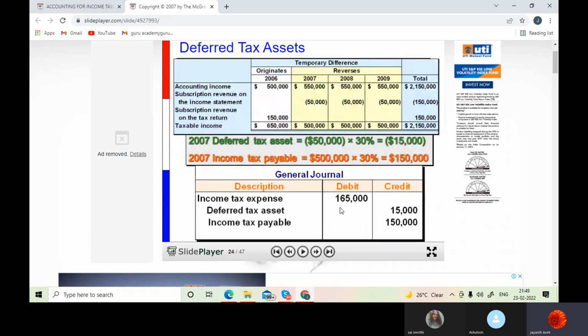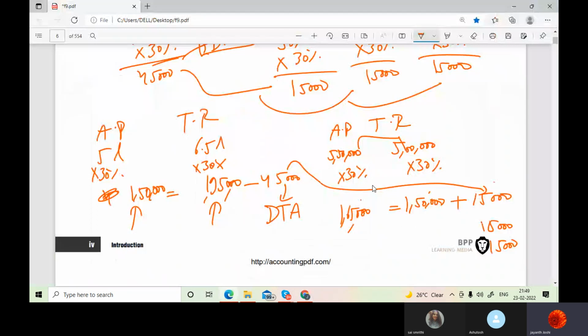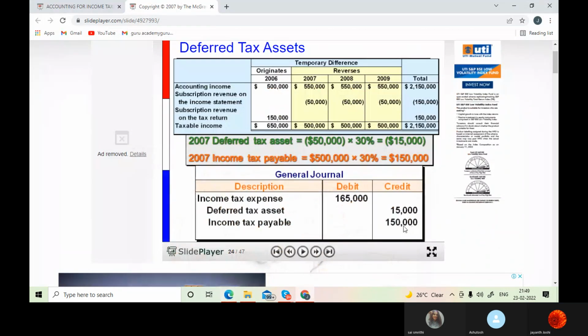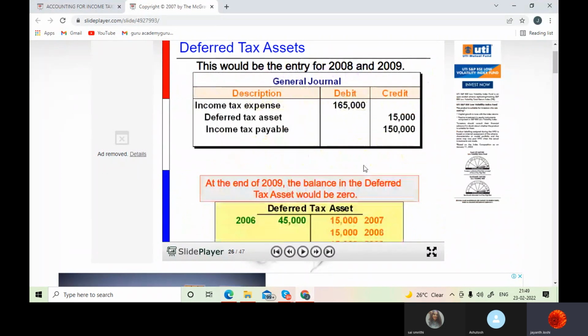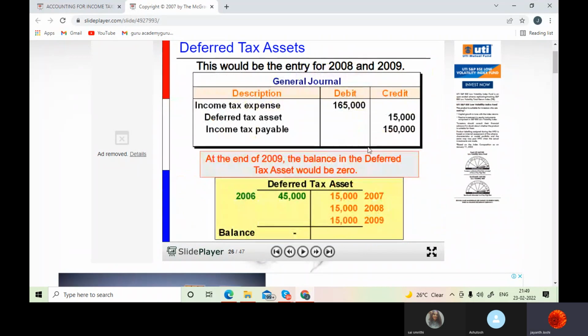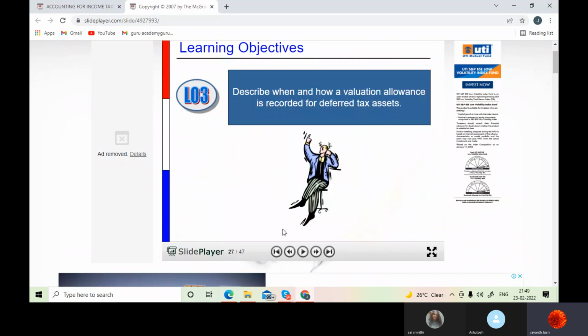Next year, income tax expense 1,65,000 as I've shown, and your liability is 1,50,000. And DTA got reversed by 15. Again next year the same thing comes, reversing the leftover balance. Again 15 will be reversed. 15, 15, the same entry would continue. So this will be the end.